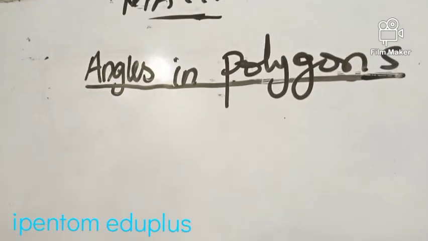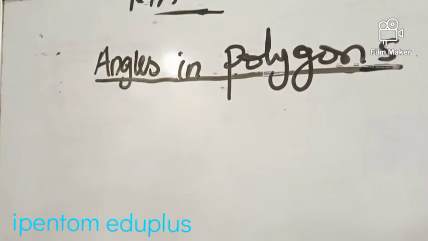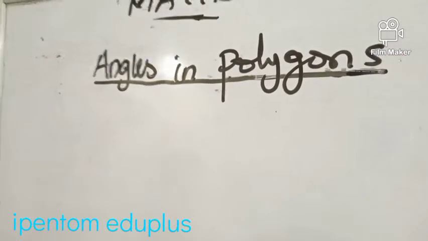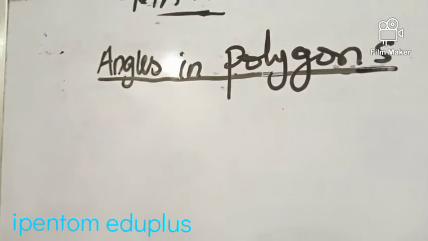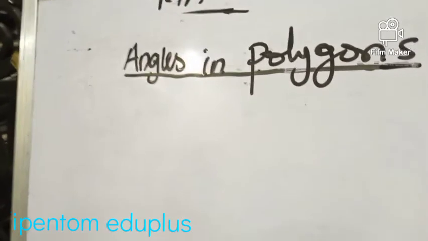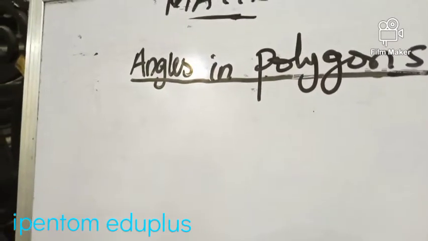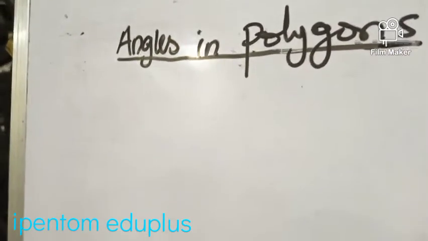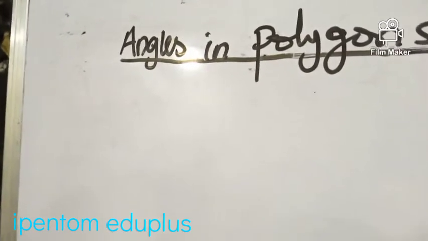Looking at angles in polygons. A polygon is a plane shape bounded by three or more straight lines. So any plane shape bounded by three or more straight lines is known as a polygon. But you can come across a question that says which of the following is not a polygon: triangle, rectangle, square, circle. So circle is not a polygon, because a circle is not bounded by straight lines, it is bounded by a curve.